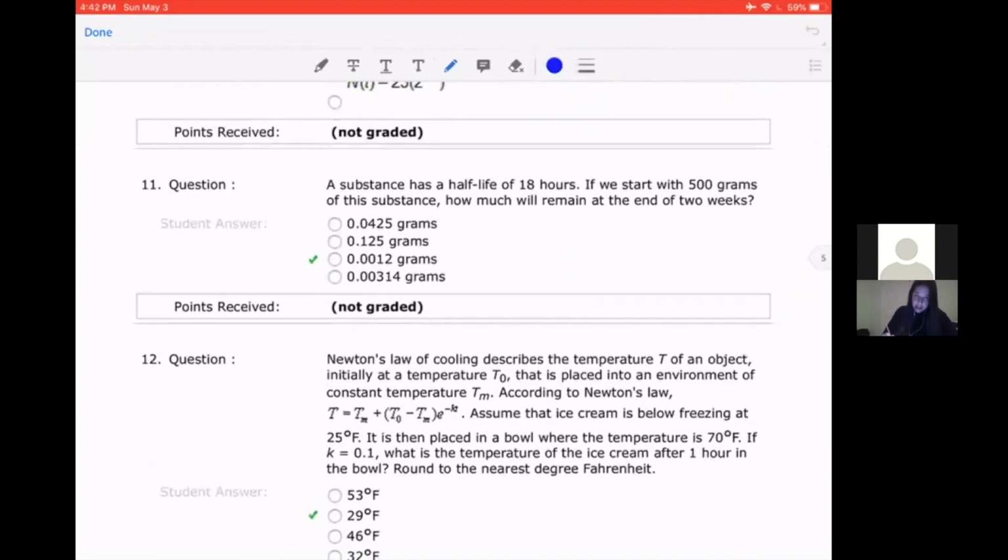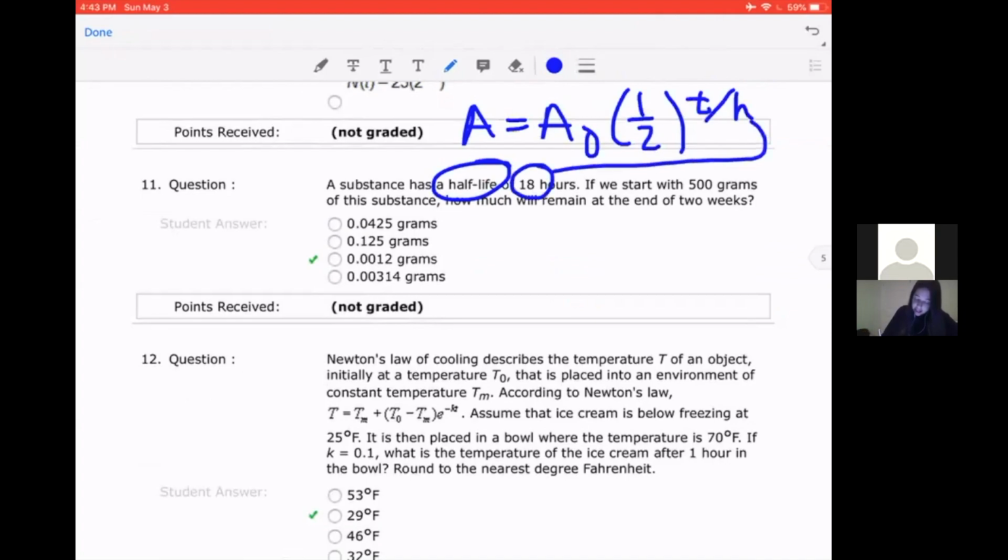Number 11 is along those same lines. Notice now we're just working with half-life. So you have A equals A sub 0 times 1/2 to the time divided by the half-life. If the substance has a half-life of 18 hours, that's what you plug in there for H. You start with 500. How much is left at the end of 2 weeks?